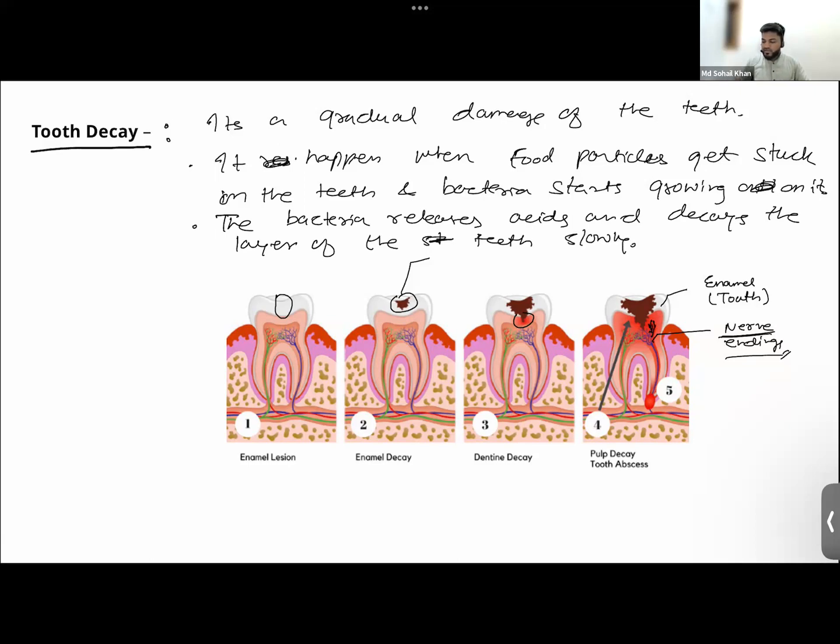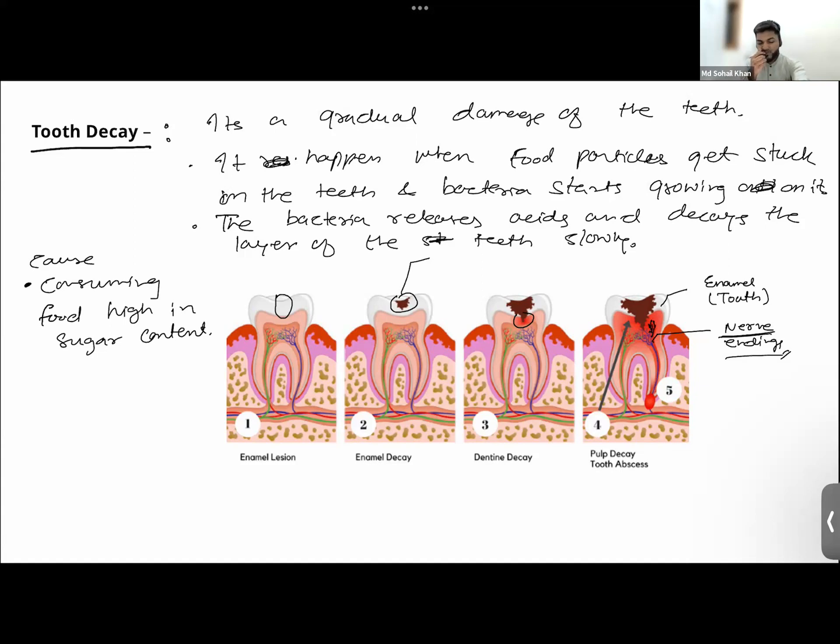All right. This will basically happen due to eating chocolates, sugary foods, basically foods which are high in sugar content. That's why it is advised not to eat too many chocolates. Otherwise, you might develop tooth decay.